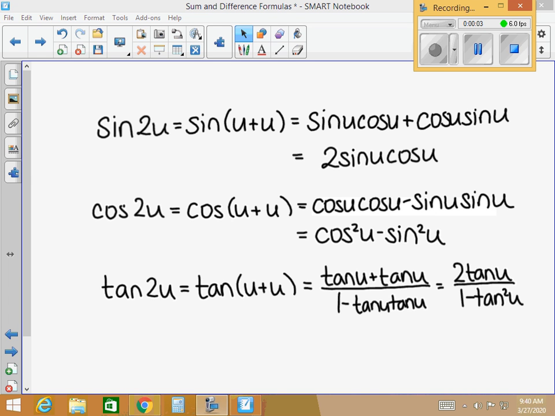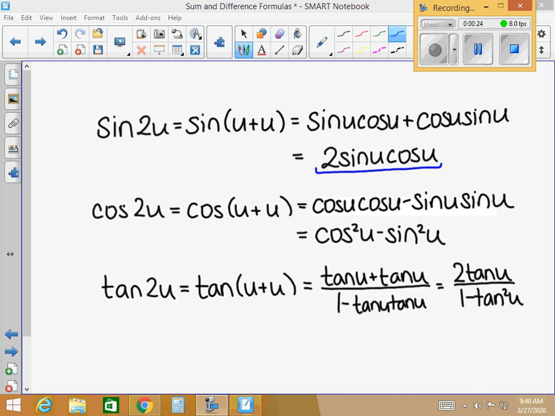Okay, double angle formulas, power reducing formulas, half angle formulas are the next topics that we're going to tackle here in this chapter. And this is where I left you on the last video. I said please go ahead and get those started in your notes for the next section. And this is what you should have come up with for each of these expressions.